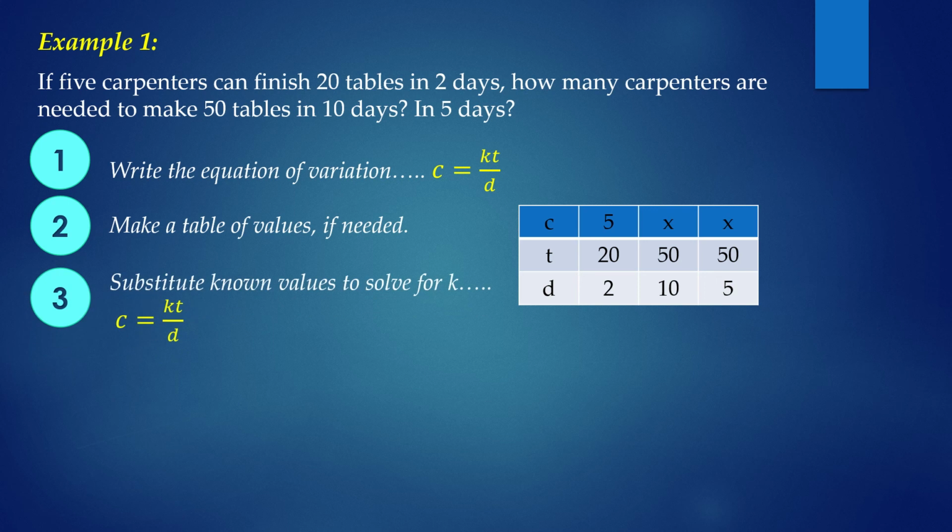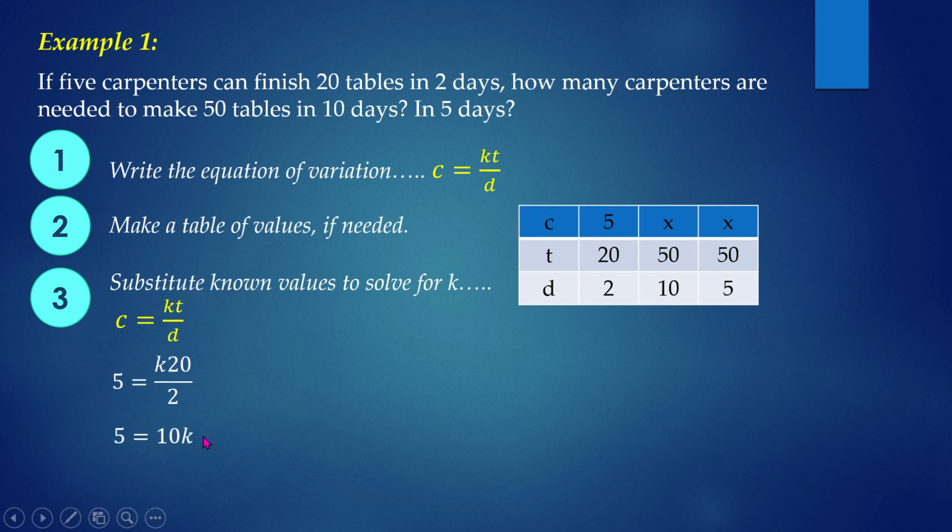Third step, substitute known values to solve for K. Going back to the equation, C equals KT over D. Wherein C, T, and D in our first set of values are 5, 20, and 2. So ipuli. C is 5 equals K is missing, T is 20, then D is 2. Kaning 5, 20, ug 2, puli na siya. Next step.